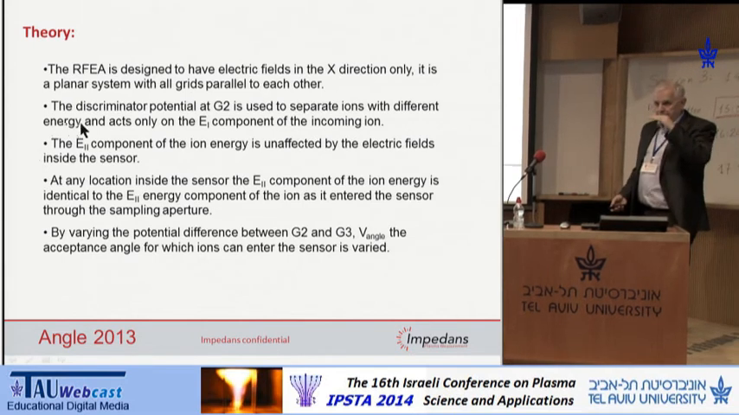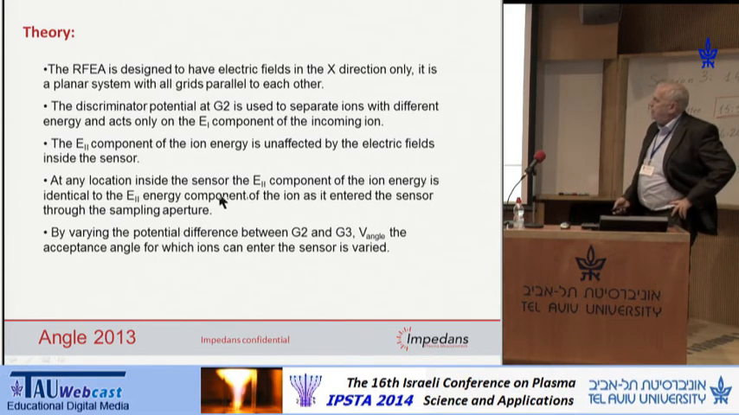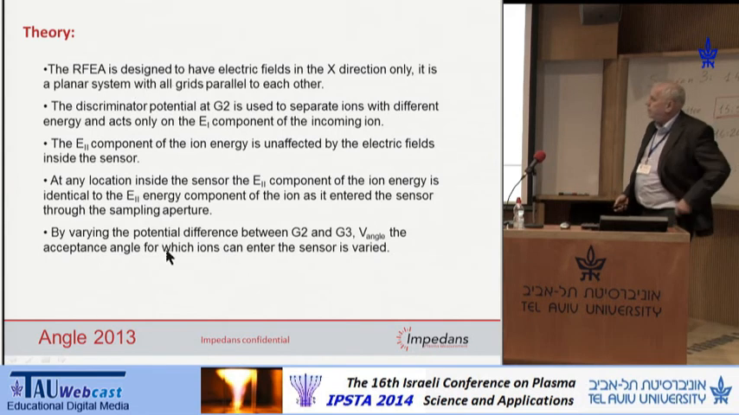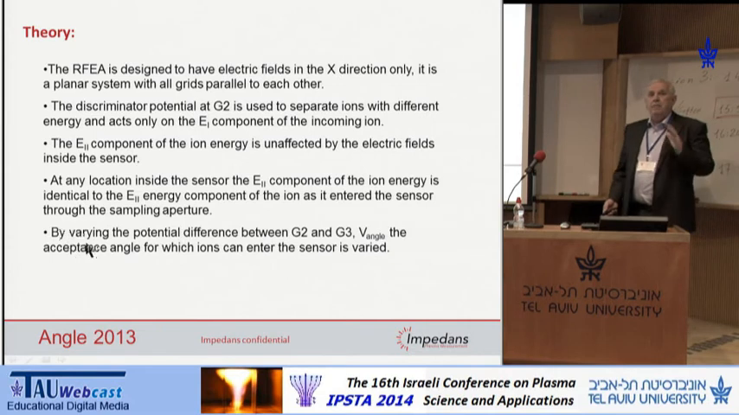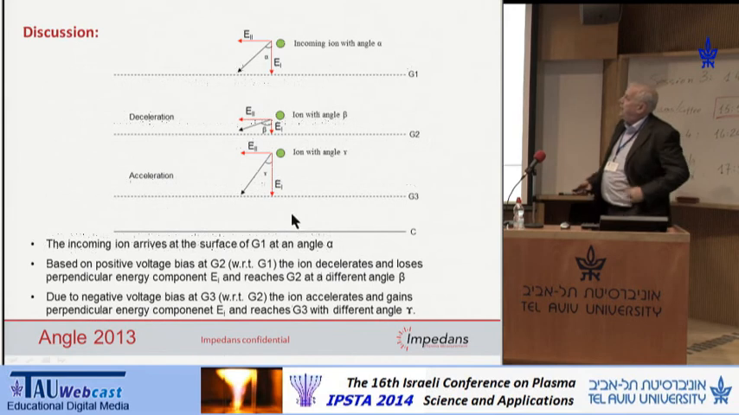So as we change the voltages between the grids, the perpendicular energy is changed, but the parallel energy is not changed. So at any location inside the sensor, the E parallel component of the ion energy is identical to the E parallel energy of the ion entering the sensor. So now, by varying the angle voltage between grid 2 and grid 3, the acceptance angle for which the sensor is valid can be changed dynamically. So that's basically the idea behind it.